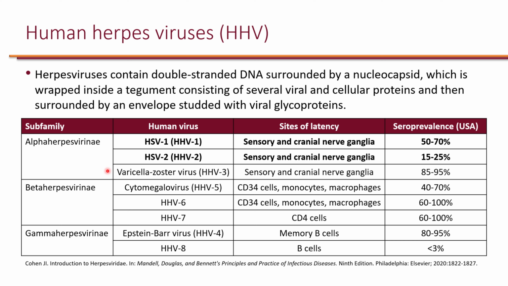The third member of the alpha family is varicella zoster virus. Sometimes you will hear the term herpes zoster infection. So it's important to distinguish that from the HSV-based herpes infections.